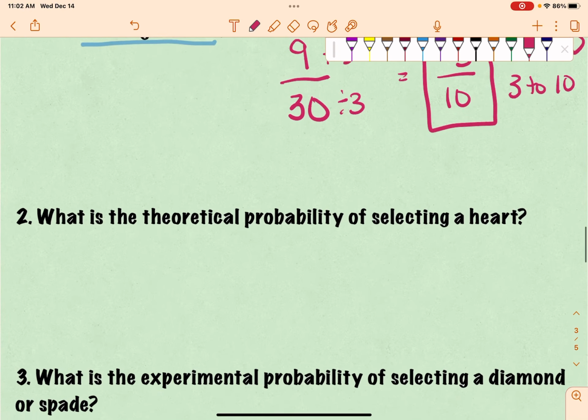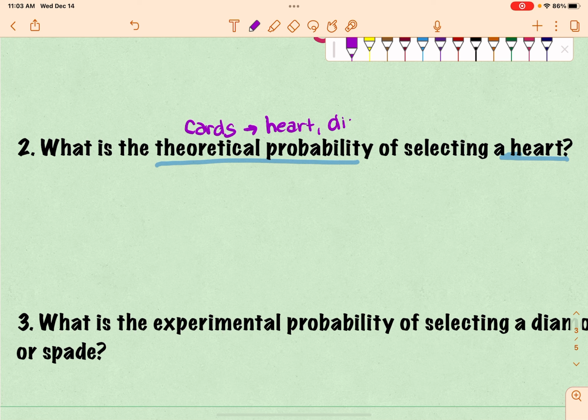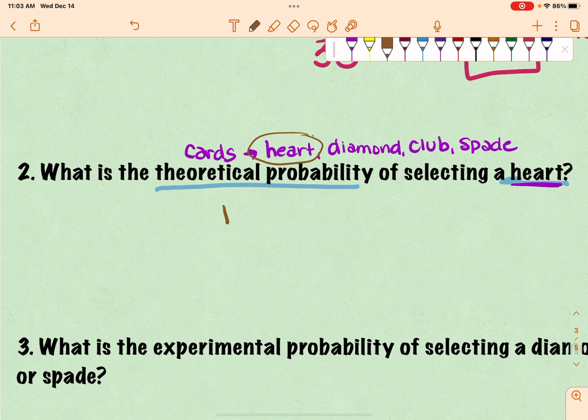Okay, let's change gears and think about this idea. What's the theoretical probability of selecting a heart? Now, theoretical, I have to think about, based on the theory of the cards that I'm using, what's the chance it's going to be a heart? It could be a heart, a diamond, a club, or a spade. Those are the only chances I have in drawing the card. The heart happens one time out of all of these, so you have a 1 out of 4 chance. That's different. When they're talking about theoretical, you have to think about the theory behind the cards that you're using.